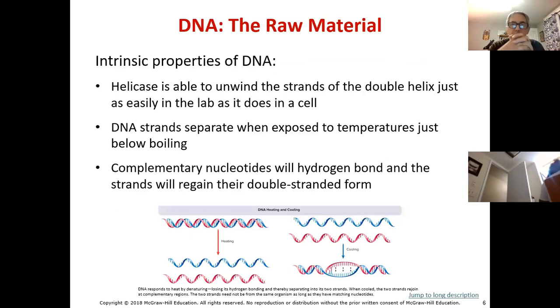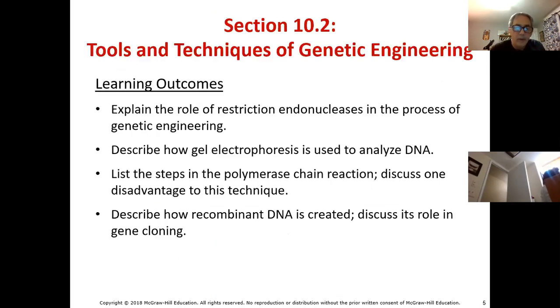Intrinsic properties of DNA. Obviously, the DNA is the raw material. We mentioned the helicase enzyme used to unwind the DNA. That can be used in the lab to our advantage. We know that DNA will separate when exposed to temperatures just below boiling. We know that complementary nucleotides will hydrogen bond and regain the double helix.